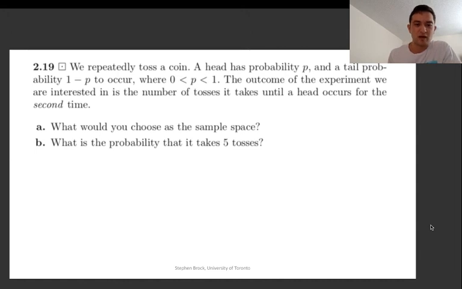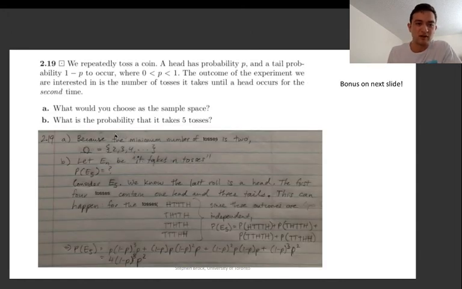So let's jump into the solution. And what is the probability that it takes 5 tosses? All right, so because the minimum number of tosses is 2, we have that our sample space is 2, 3, 4, all the way up to infinity. And for part B, let En be it takes n tosses, so we're having a let statement. The probability of E5, that is what we're interested in.